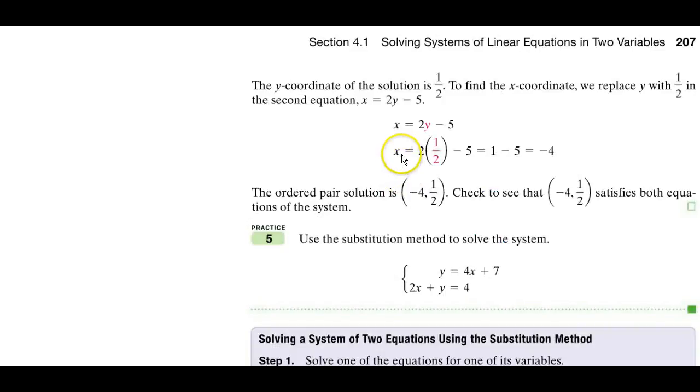So doing what we did on the previous page, we're substituting where the y is the 1/2. This gives you a 1. 1 minus 5 equals a negative 4. There is my ordered pair. Now when you put this in the math lab, you have to be sure you put it in parentheses, and there is a comma separating the two coordinates.